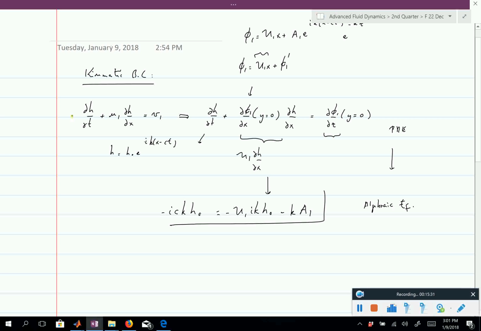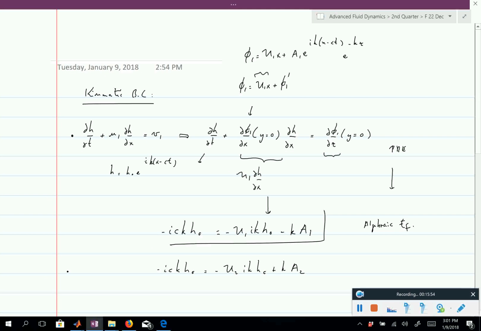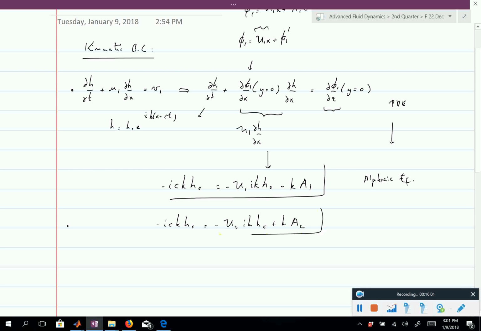So this is the first kinematic boundary condition, or the kinematic boundary condition for the layer 1, and of course you have the same for the layer 2. So you have something like that: h naught equals minus u2 ik h naught minus k a2. And actually for a2 it will be a plus, because you'll have a plus here for phi2. Just do the math, you should get to that. So when you impose the kinematic boundary condition, you get your first two algebraic equations, which, you should see here, link c and k, which is what you want. You want to link the wave speed to the wave number.